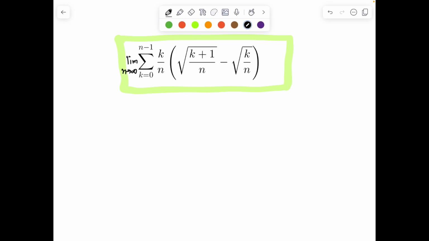Good morning all of you, and let's try this sum. As you can clearly see, this sum is limit n tends to infinity sigma of something k by n. So as k changes, if I decode this, k equal to 0 will give first term 0.